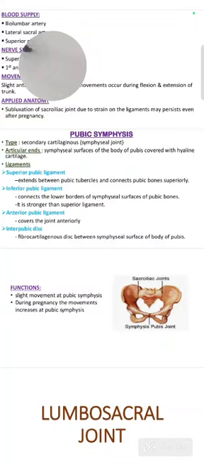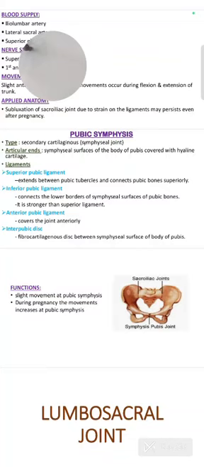The superior pubic ligament extends between the pubic tubercles and connects the pubic bones superiorly. But the inferior pubic ligament connects the lower borders of the symphysial surfaces of the pubic bones. It is stronger than the superior ligament. The anterior pubic ligament covers the joint anteriorly, and the disc, as I told you before, is a fibrocartilaginous disc-like structure which is located between the symphysial surfaces of the body of the pubis, that is, between the articulation.